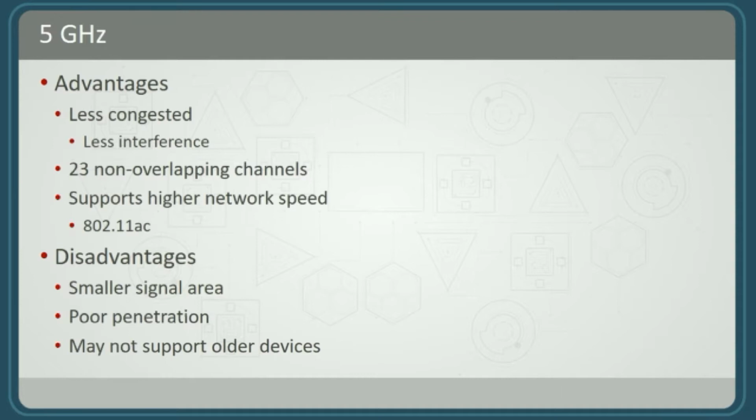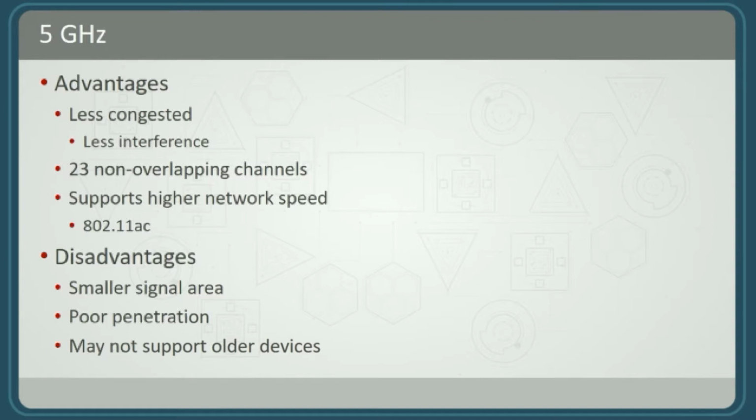So advantages of the 5 gigahertz band: it is less congested and there's less interference. It's not as susceptible because there aren't as many devices using that same frequency. It supports 23 non-overlapping channels. So again, those lanes don't overlap with each other. They don't interfere. And it supports higher network speeds, particularly when using the 802.11 AC, as we just saw.